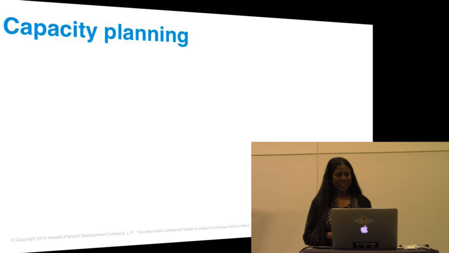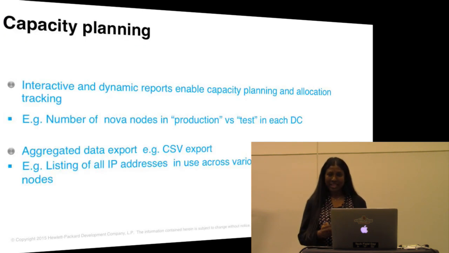On to my next use case, which is capacity planning. With the capacity planning in Socorro, we have interactive dynamic reports which allow you to do capacity planning and allocation tracking. An example would be if you wanted to do a quick query and figure out the number of Nova nodes, these are the physical nodes, that you have in production versus test in each data center, you could do that pretty easily with the Socorro interface.